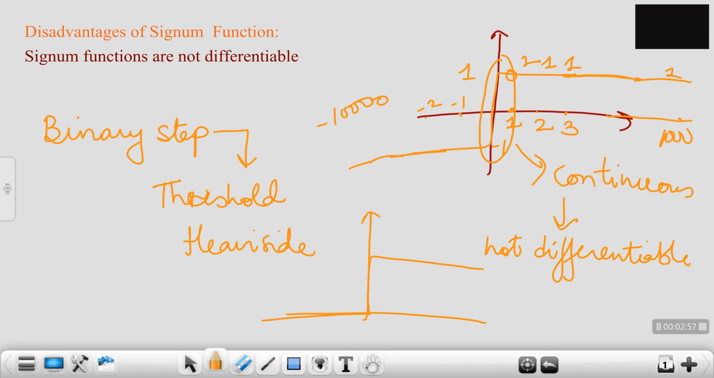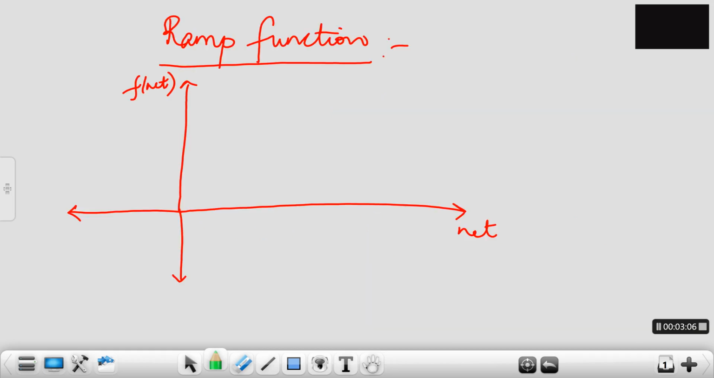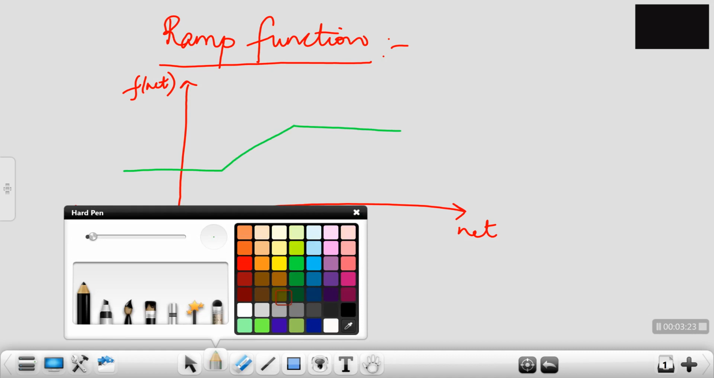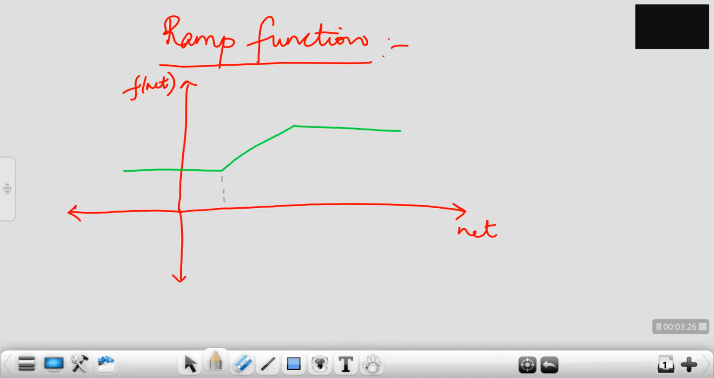Now we shall go to the next part, that is, the ramp function. I shall be drawing the ramp function. As you know, what is the meaning of a ramp? The function is somewhat like this. This is a ramp function, and it has a ramp which is present here. I indicate these points as A, B, and this is C, and this is D.